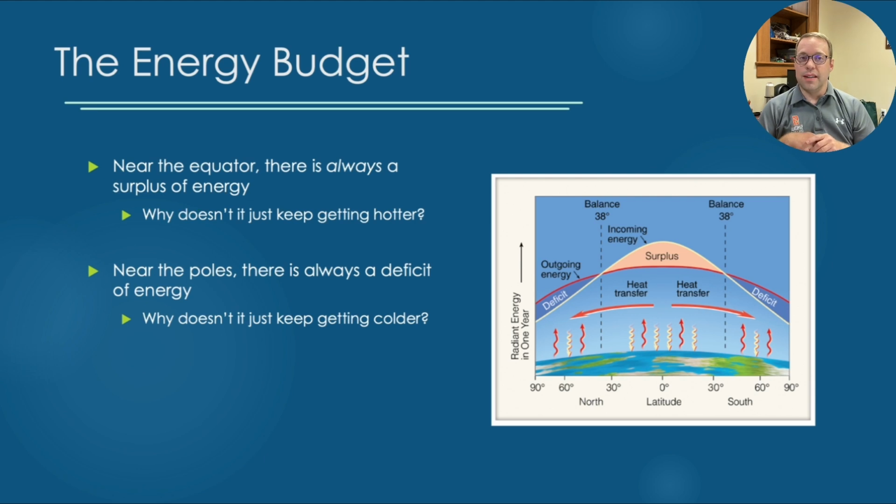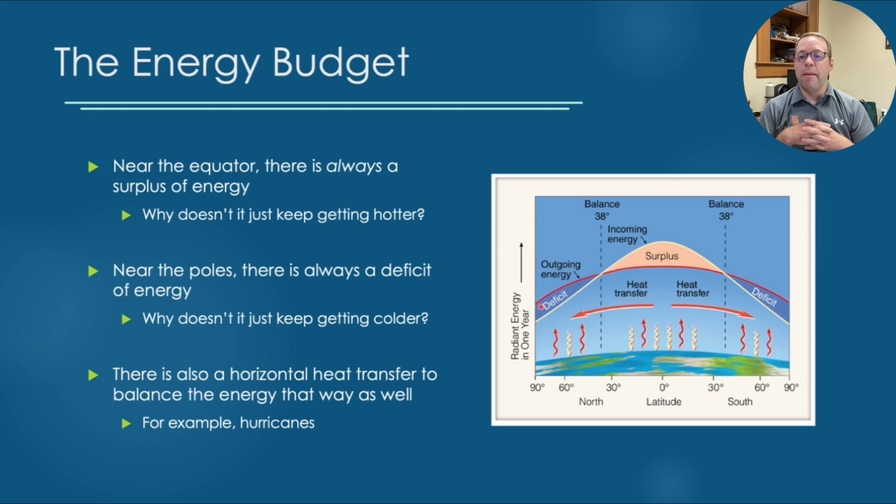So why doesn't the equator just continually get hotter and hotter? And likewise, why don't the poles keep getting colder and colder? Well, it's because with a surplus of energy near the equator and a deficit near the poles, energy is transferred from the equator towards the poles. How? What process makes that happen? There needs to be some sort of a horizontal heat transfer that balances the energy horizontally as well.